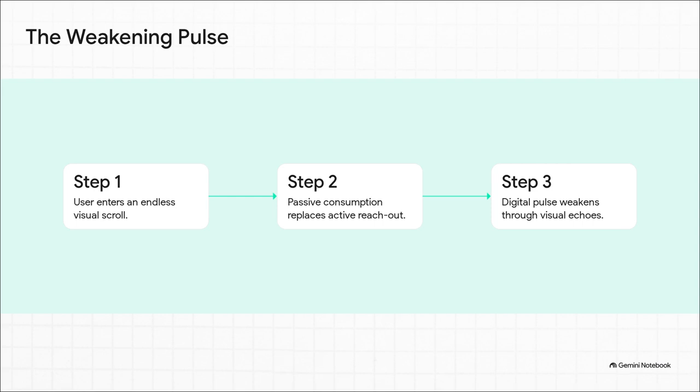You just open an app to kill a few minutes. But step 2, that is the danger zone. This is where you see a friend's post, you tap like, and your brain quietly ticks a little box that says, okay, I interacted with them today. But actually, you didn't. You just consumed an echo of them, which drags us right into step 3, the weakening of the pulse. Because you feel this weird false sense of connection through these visual echoes, you just stop sending that text. You stop making that call.